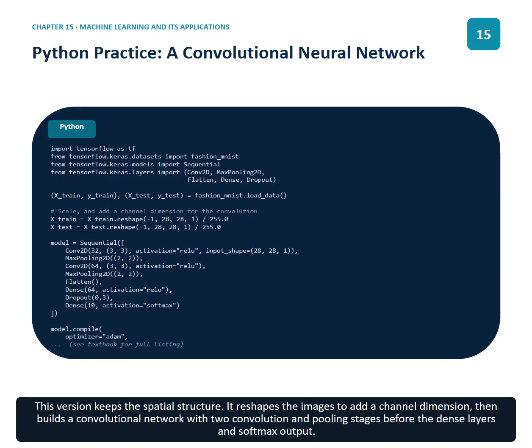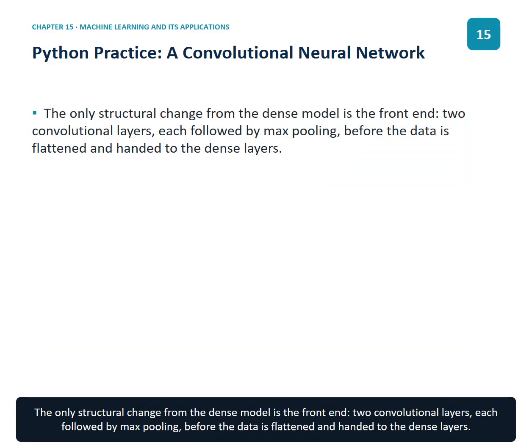This version keeps the spatial structure. It reshapes the images to add a channel dimension, then builds a convolutional network with two convolution and pooling stages before the dense layers and softmax output. The only structural change from the dense model is the front end, two convolutional layers, each followed by max pooling, before the data is flattened and handed to the dense layers.